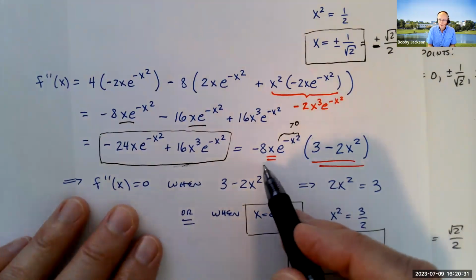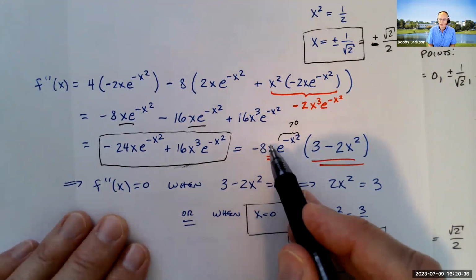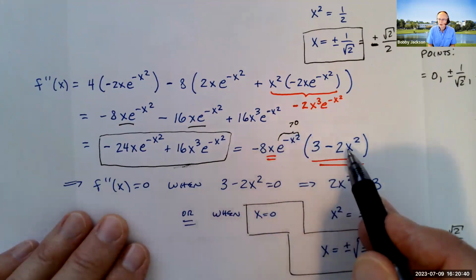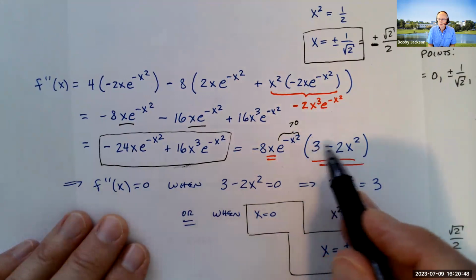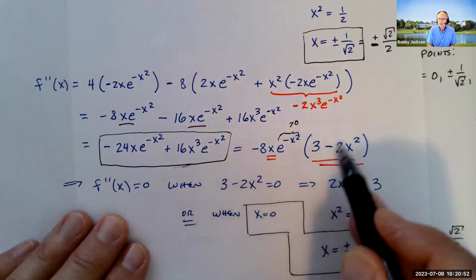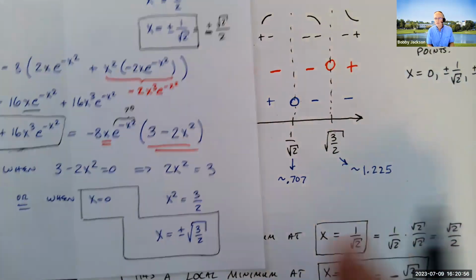If I plug in 2 into this, be careful here. It's -8 the way I have it. X is 2, so this will be a negative number, -16. This is always positive. But if I plug in 2 here, 2 squared is 4, 4 times 2. This is 3 minus 8. This is going to be a negative number. So negative times negative is positive. Okay, now I'm doing all this reasoning.